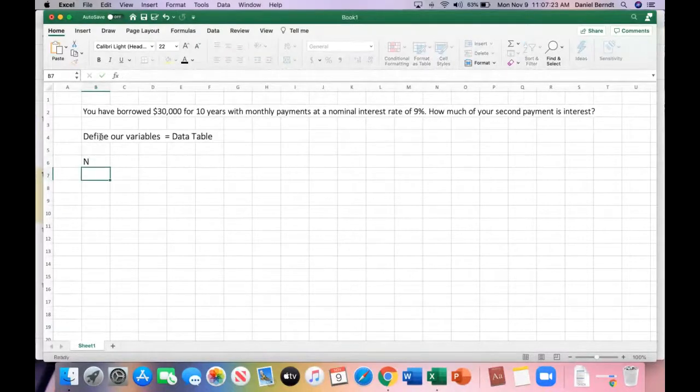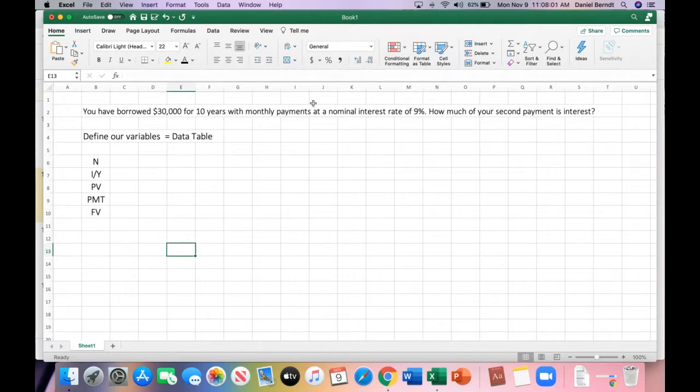So it's N, which is the number of periods, compounding periods. There's I over Y, which is our interest rate. There is PV, which is the present value. There is PMT, which is our payment stream or our annuity. And then there's FV, which is the future value. And these are the 5 most common variables that we deal with when we're talking about the time value of money.